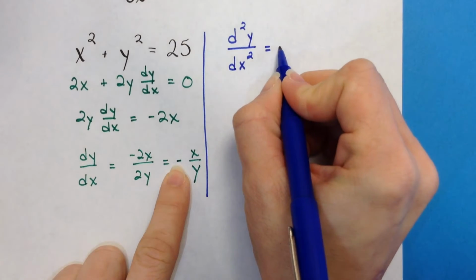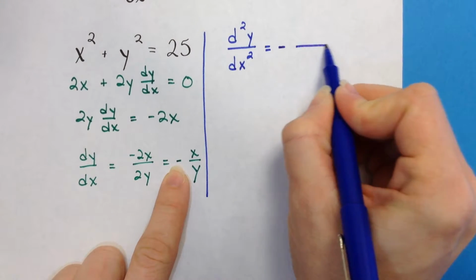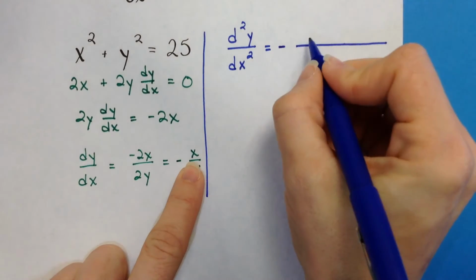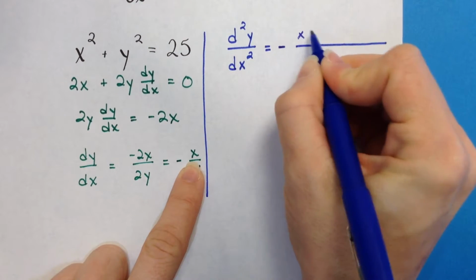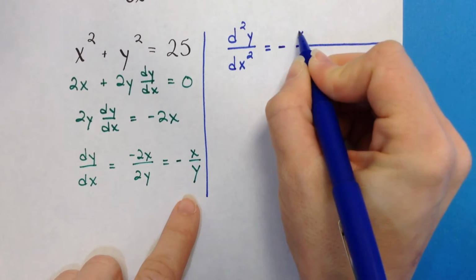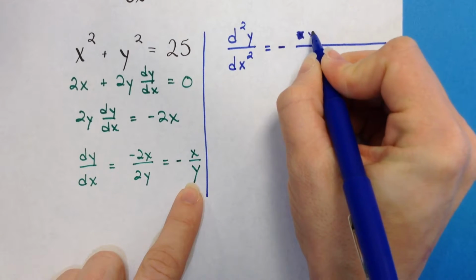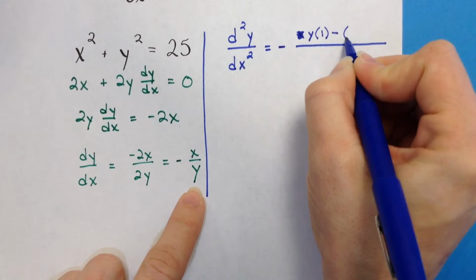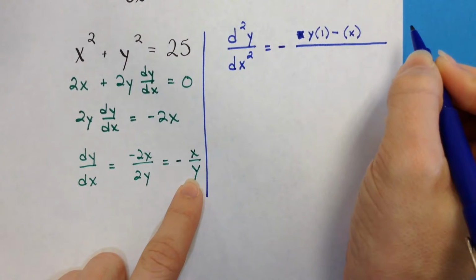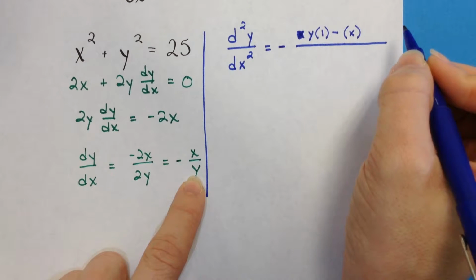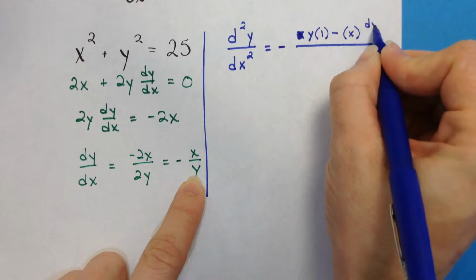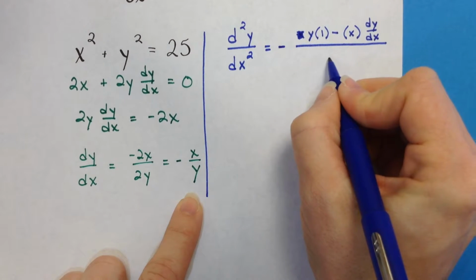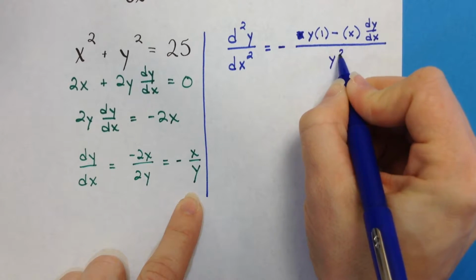Now the negative, I'm just going to put that in front of my fraction here as I use my quotient rule. Okay, so this will be low d high minus high d low. Now when you take the derivative of y, it is just 1, but then you have to do dy/dx. And then that's over your denominator squared.